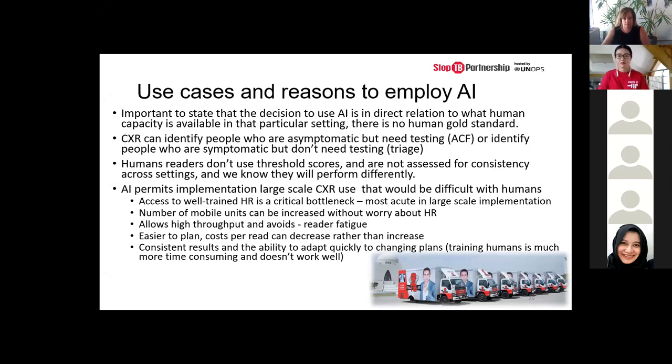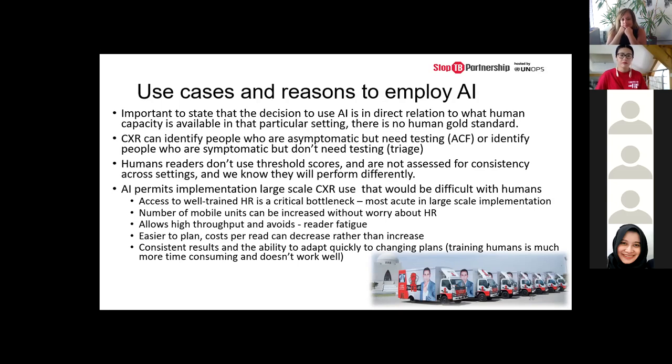Humans get tired much more easily. They get sick more easily. And instead of decreasing costs when you have more throughput, costs can actually rise if you have to pay overtime, if you have to do these things. So there are a number of advantages of doing things at scale when you have automated reading of chest X-ray.